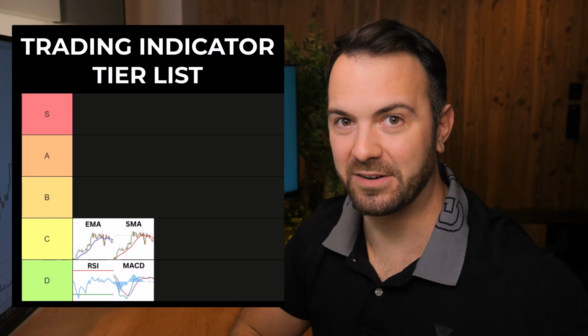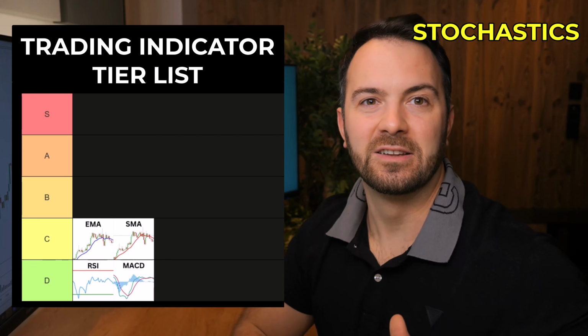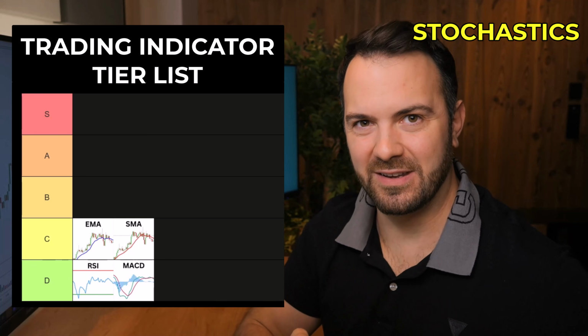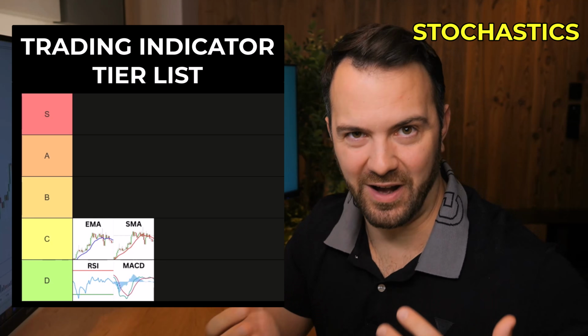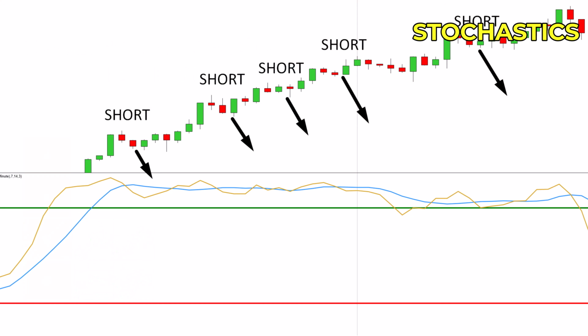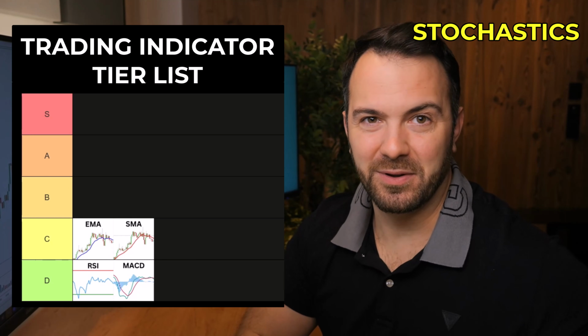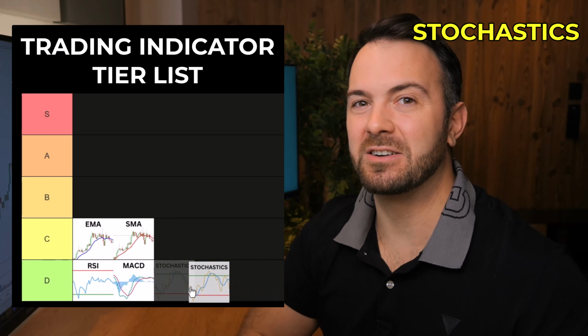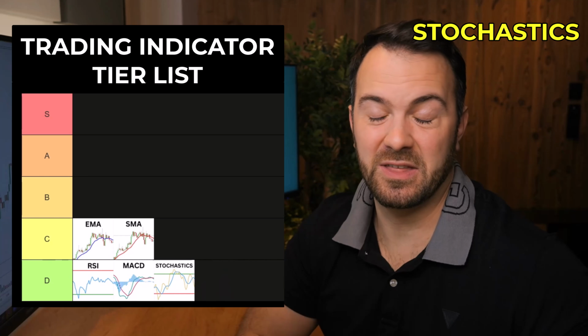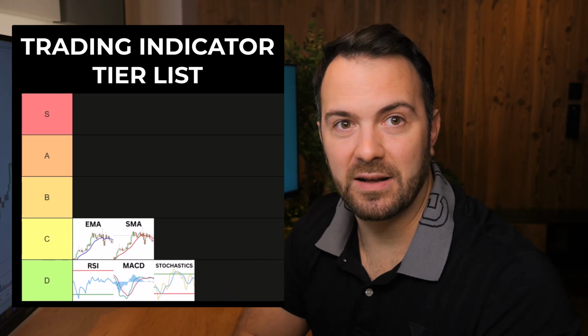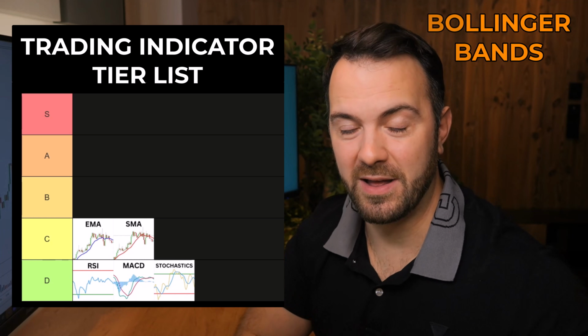Another popular indicator is stochastics. Stochastics is the opposite of MACD because it's way too fast. If there's a trend, then every tiny wiggle or every tiny pullback triggers a fake reversal signal. And in rotation, you barely get any signal at all. I really don't know why it's so popular, so for me it is a clear D tier indicator with absolutely no value.